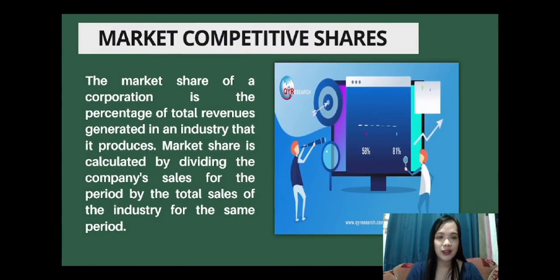While the second one is the market competitive share. The market share of a corporation is the percentage of total revenues generated in an industry that it produces. Market share is calculated by dividing the company's sales for the period by the total sales of the industry for the same period. It is the percentage of the total revenues or sales in a market that the company's business makes up.